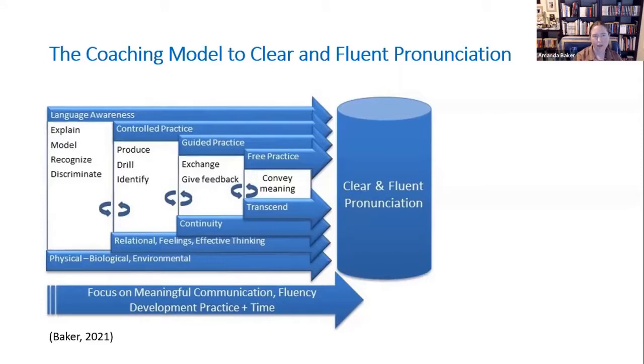And so mapped onto this is a coaching model. And the coaching model is from Carol Kaufman's PERFECT model of positive coaching in general psychology.